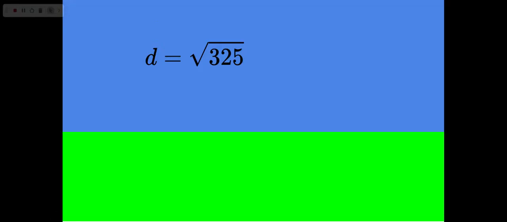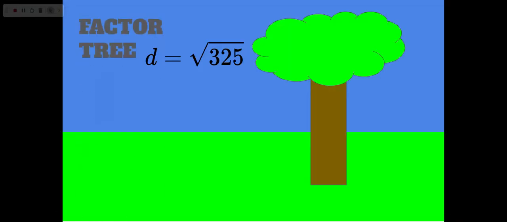So I'm going to do the sky and the grass and a tree, because we're going to do a factor tree. Okay, so when you do a factor tree, you think what multiplies to make this number? It ends in 5, so it's divisible by 5. So 325 divided by 5 is 5 and 65. 65 ends in 5, so that's obviously divisible by 5. So that's 5 and 13. So this means the square root of 325 is the same thing as the square root of my end branches, 5 times 5 times 13.